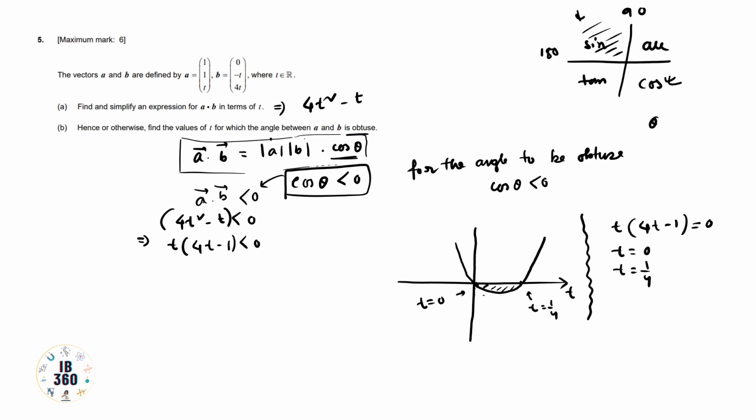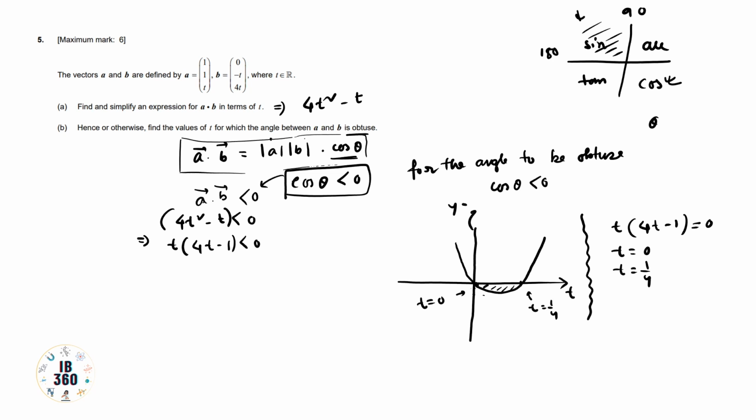The value of y is negative. So in this way, a dot b is negative when the value of t is in between 0 and 1 by 4. This is a very important part. You need to understand, when the value of t is in between 0 and 1 by 4, the value of y is negative.